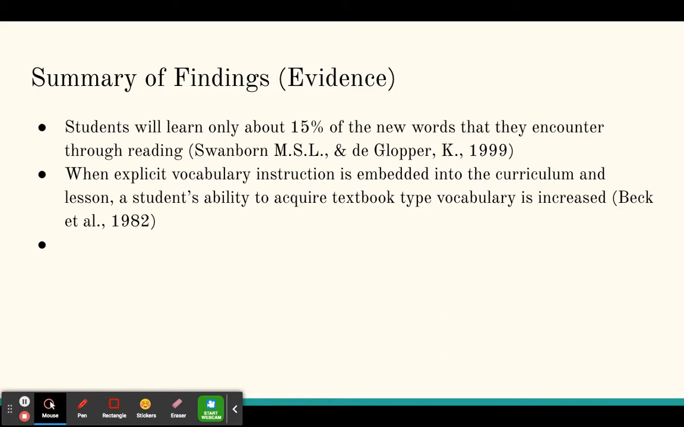So they might read this text and it has a lot of words in it, and they might really learn only a few of those words. But when explicit vocabulary instruction is embedded into the curriculum, their ability to acquire textbook type vocabulary is increased. So what that means is maybe in science.